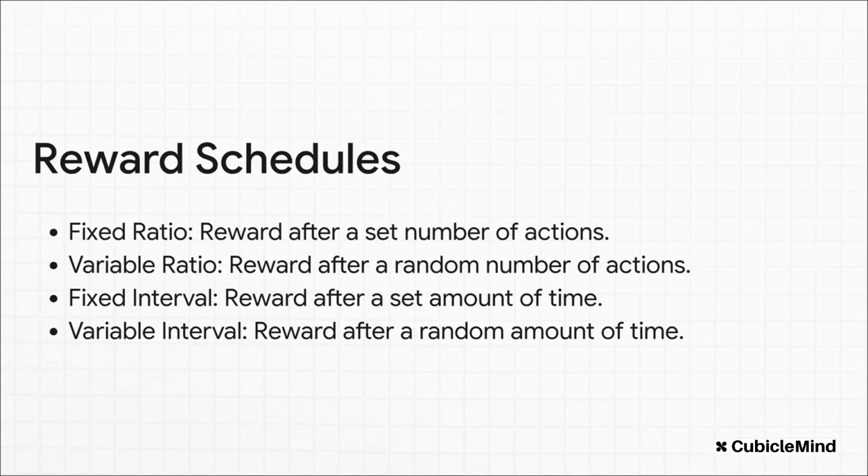And these schedules make a huge difference. A fixed ratio is like getting paid for every 5 boxes you pack. A fixed interval is just getting your paycheck every Friday. They're predictable. But the really, really powerful schedules are the unpredictable ones.